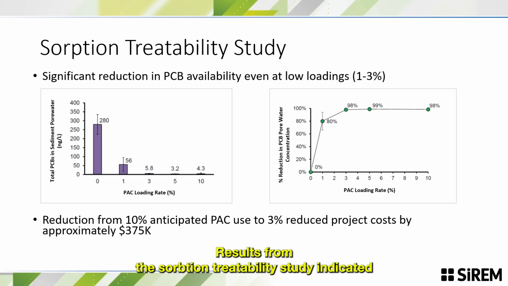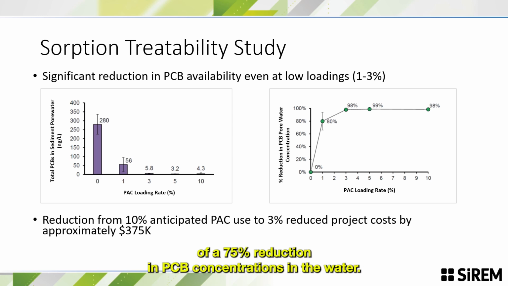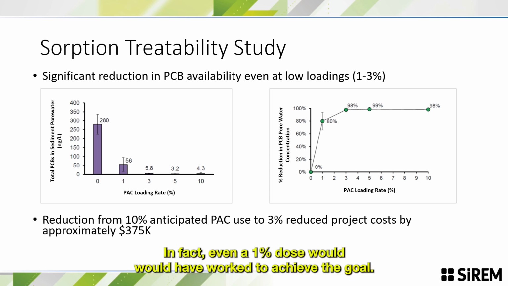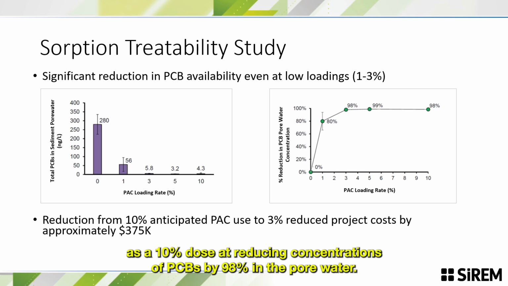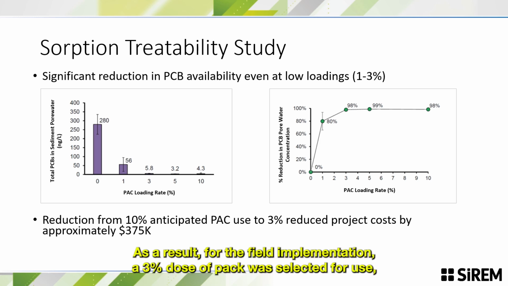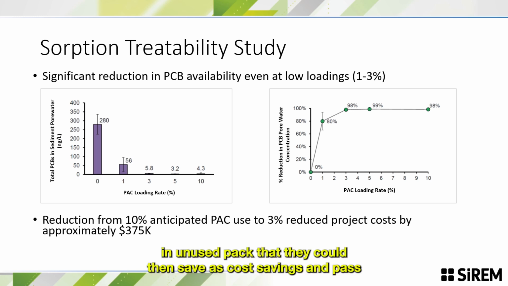Results from the treatability study indicated that even at very low doses of PAC, we were able to achieve the target of a 75% reduction in PCB concentrations in the water. In fact, even a 1% dose would have worked to achieve the goal. However, we were also able to see that a 3% dose was just as effective as a 10% dose at reducing concentrations of PCBs by 98% in the pore water. As a result, for the field implementation, a 3% dose of PAC was selected for use, which saved the consultant approximately $375,000 in unused PAC that they could then save as cost savings and pass on to the client.